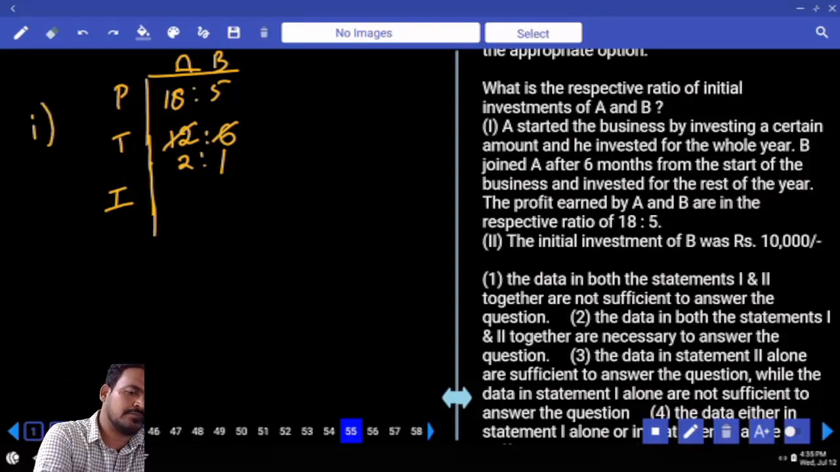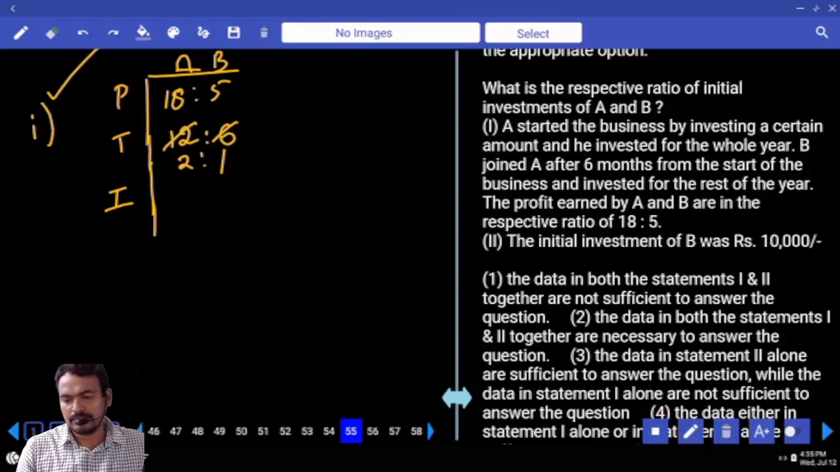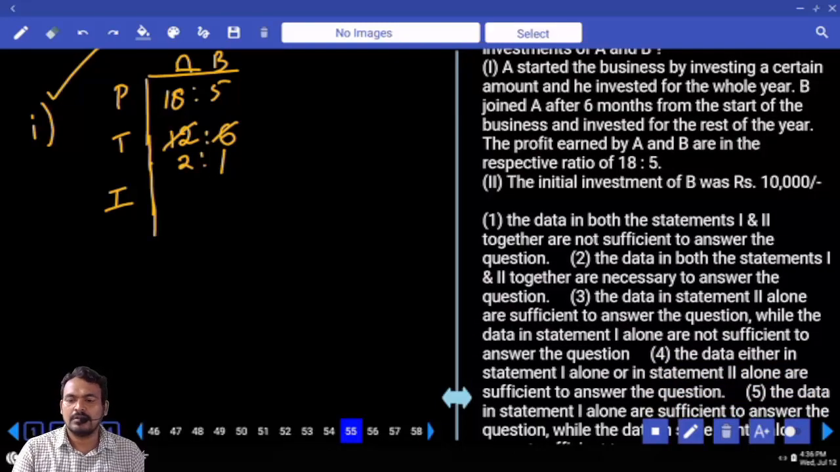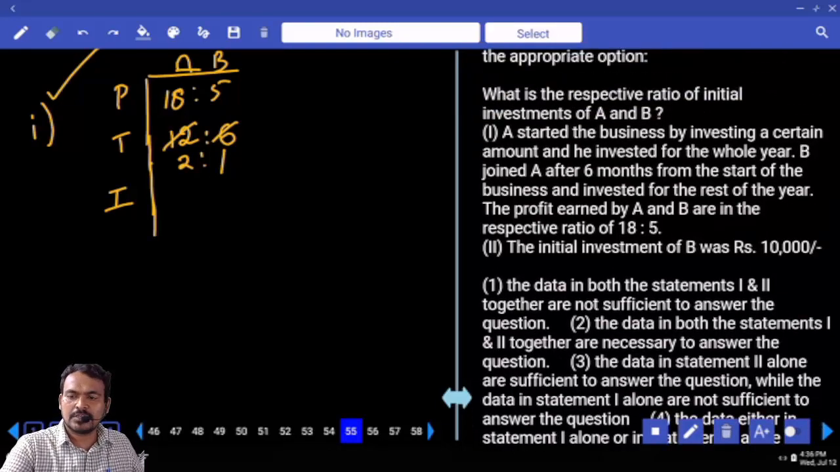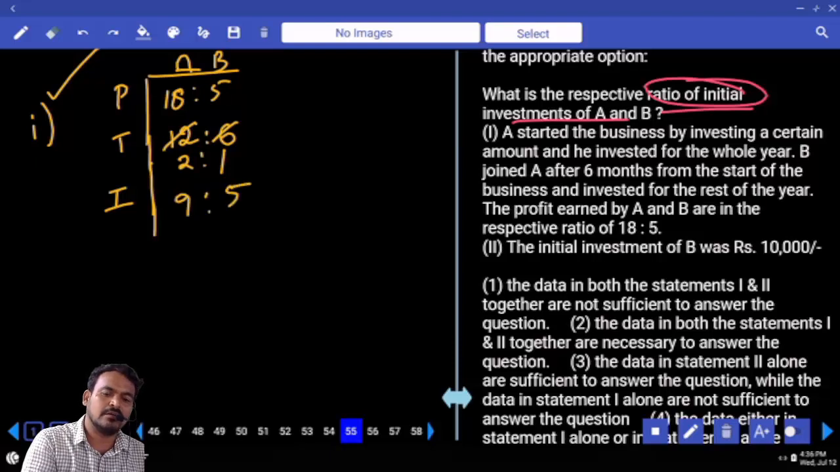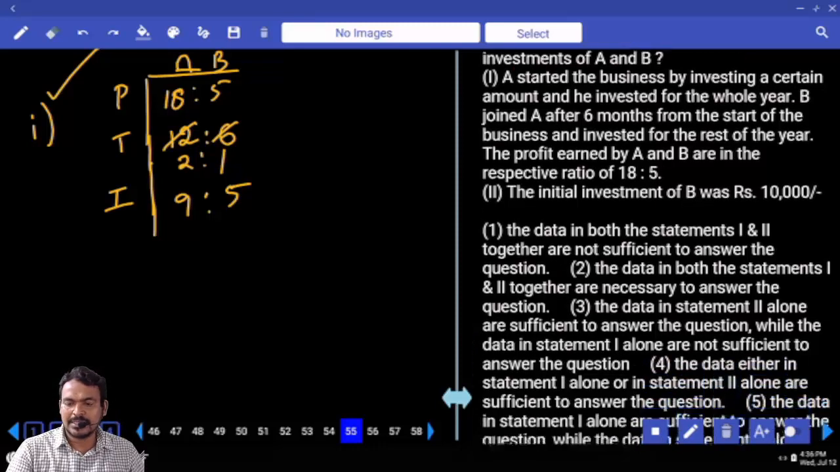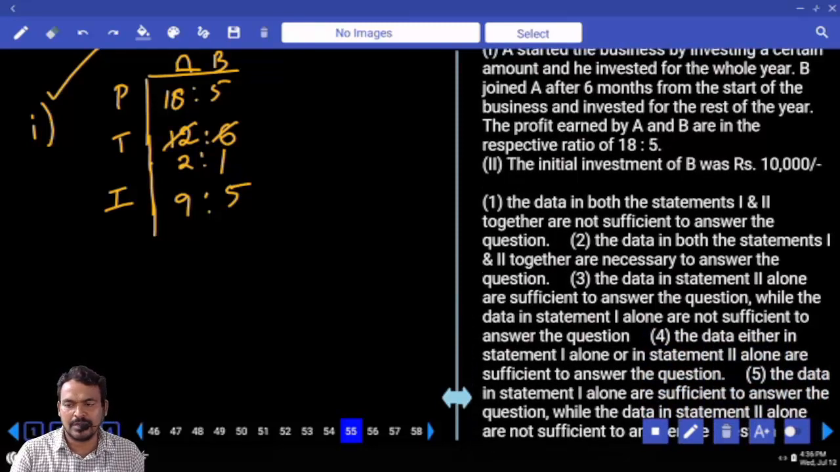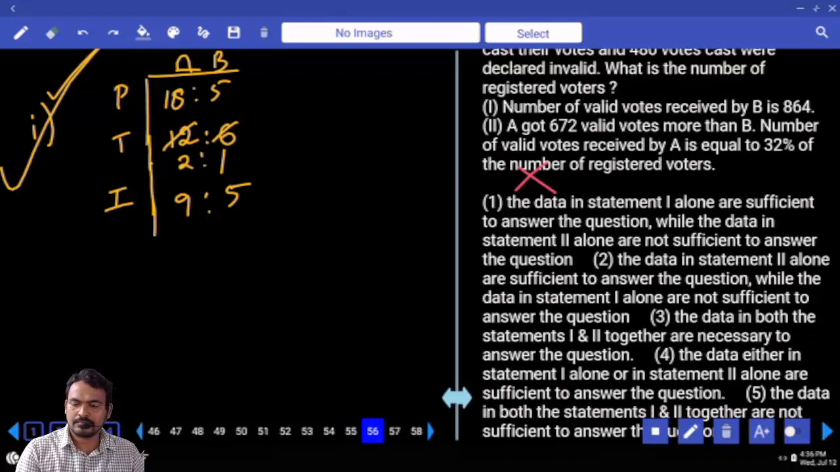From the first statement, is it sufficient or not sufficient? Sufficient. Next, the second statement. We require only the investment ratio, or the investments? Investment ratio means we get the answer. 18/2 is 9, 5/1 is 5. What is the ratio? 9:5. For the second statement, the initial investment of B was 10,000. But we require the two persons' investment ratio. So the second alone is not sufficient. Only the first alone is sufficient.